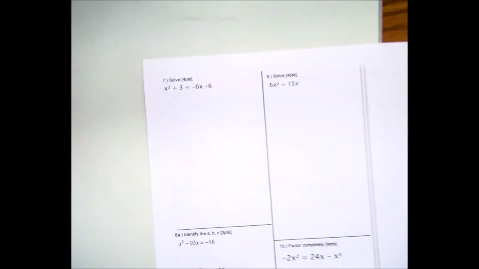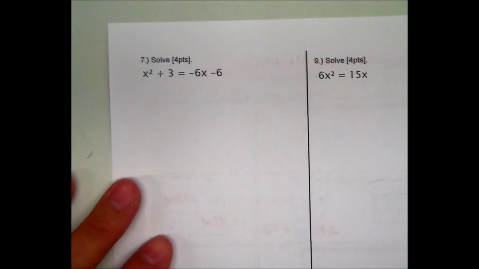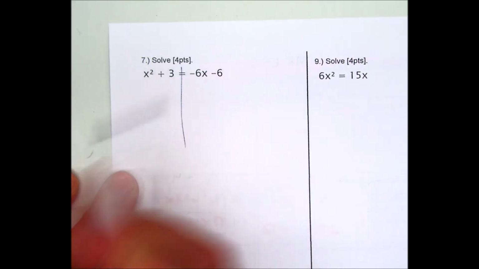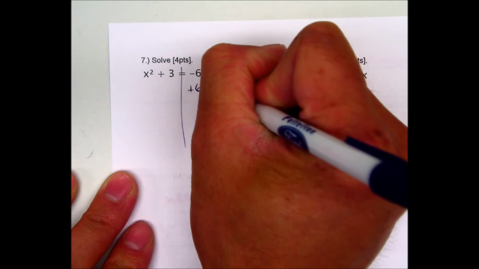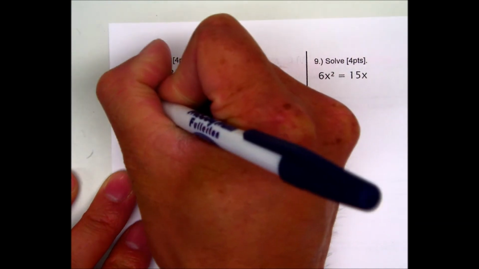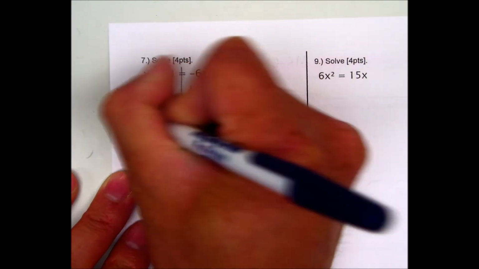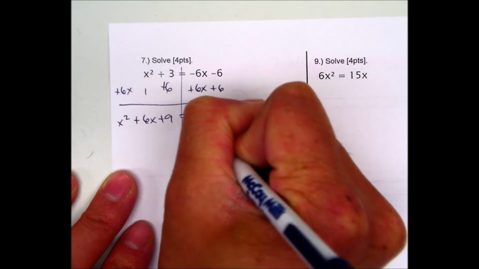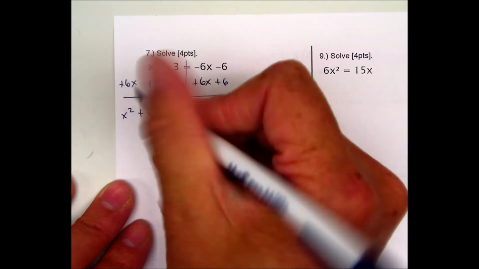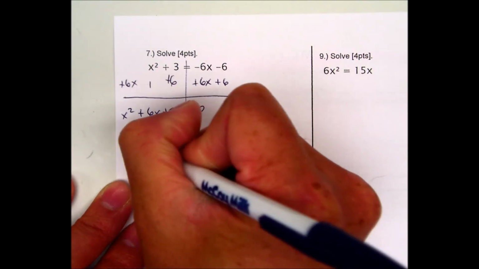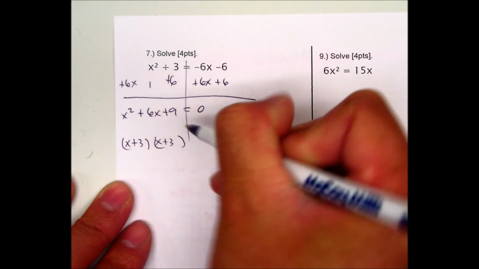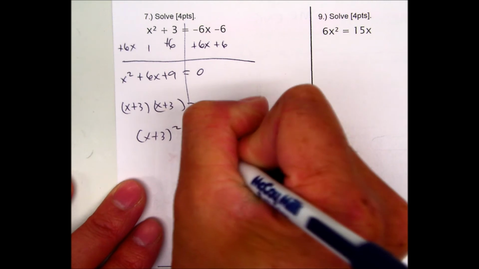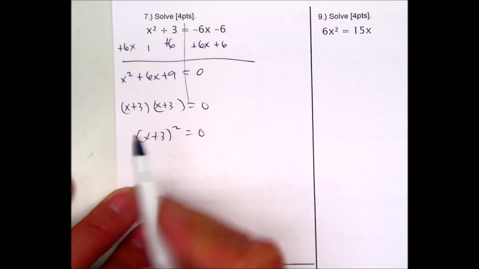Backside? I have a power of 2, and I'm going to have to set this equal to 0. So I'm going to add these 2. Put 6x up here. I'm going to get x squared plus 6x plus 9 equals 0. There you can factor. X plus 3, x plus 3. You have x plus 3 squared, but remember you're solving, so you're just setting each of those equal to 0.